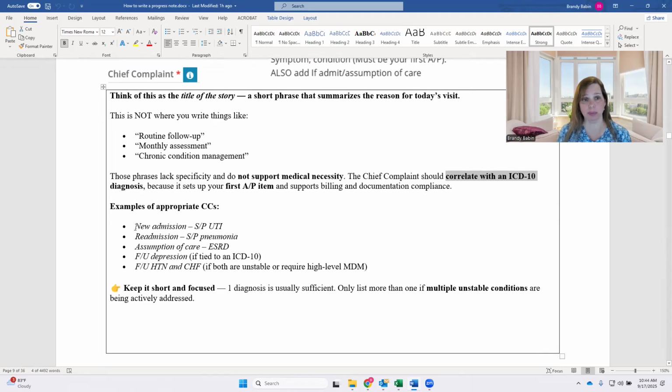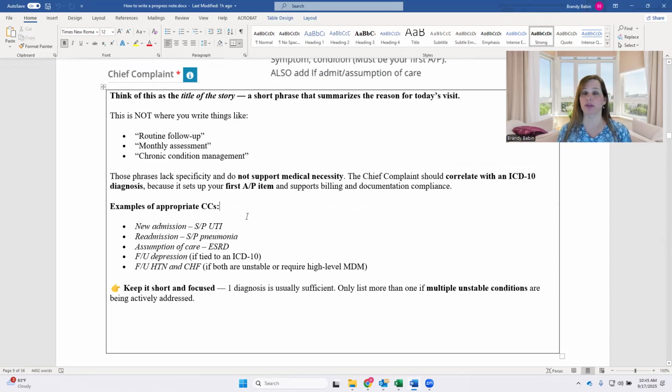So examples of appropriate chief complaints: new admission, status post-UTI, status post-pneumonia, assumption of care, end-stage renal, follow-up depression. The depression has an ICD-10 F3.1, so that's appropriate that you're doing a follow-up. So let's say the PMHNP comes in on Monday and increases the Celexa. Three to four days later, you're evaluating the patient, making sure there's no suicidal ideations, homicidal ideations, side effects. It would be a follow-up depression, and your ICD-10 code would be the F3.1.